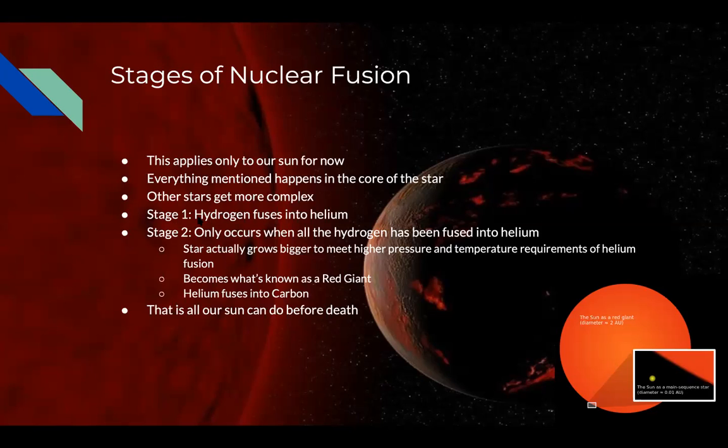So stage one, what our sun is currently doing. This is referred to as the main sequence. And here, hydrogen is being fused into helium. Complex process, I'm not going to go into detail. All you need to know is that multiple hydrogen atom nuclei are fused together to create helium. Okay, stage two, this only occurs if all hydrogen has been fused into helium. And what happens is that when you're fusing bigger nuclei, you need more energy. You need more mass and stuff.